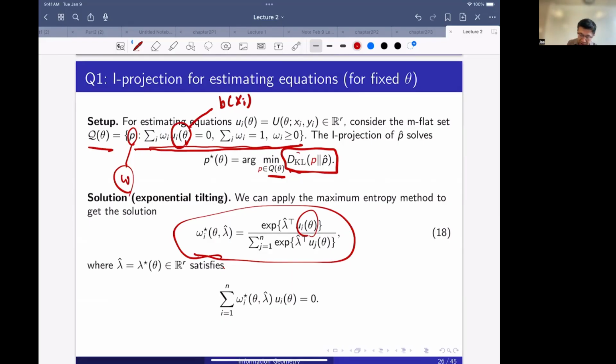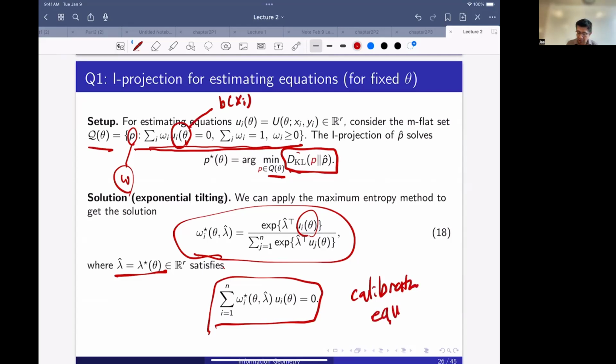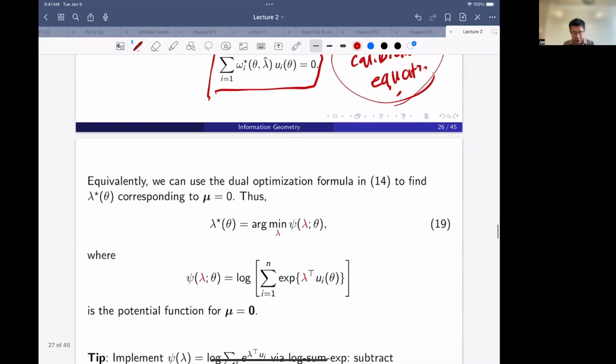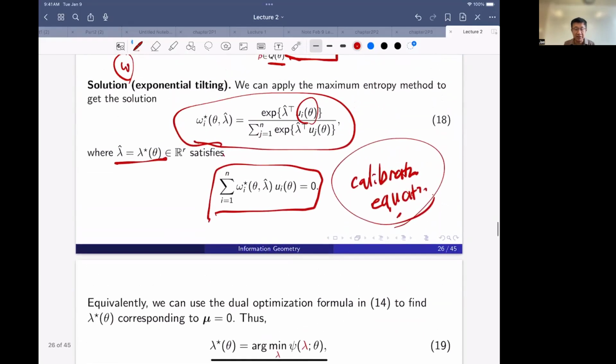And then of course this lambda star or lambda hat will satisfy the constraint. So that means this lambda will satisfy this, right? Because it satisfies the calibration equation. You can view it as a calibration equation. So then basically it's the same problem.